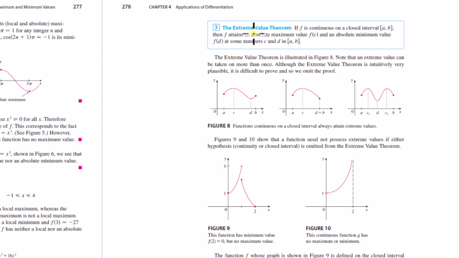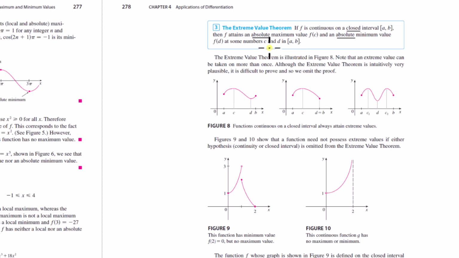Okay, so now the extreme value theorem says that if f is continuous on a closed interval from a to b, then f attains an absolute maximum value, f of c, and an absolute minimum value, f of d, at some numbers c and d in the closed interval from a to b. So this definition is a little confusing to me, because, well, first of all, okay, the key words here are that the interval is a closed interval, and it's talking about absolute. If you have any closed interval, then there will be an absolute maximum and an absolute minimum.